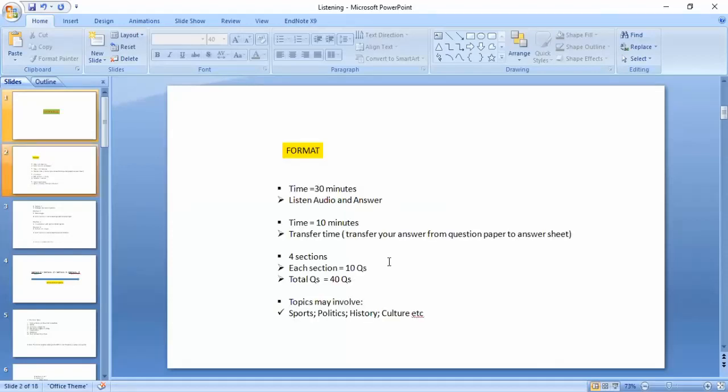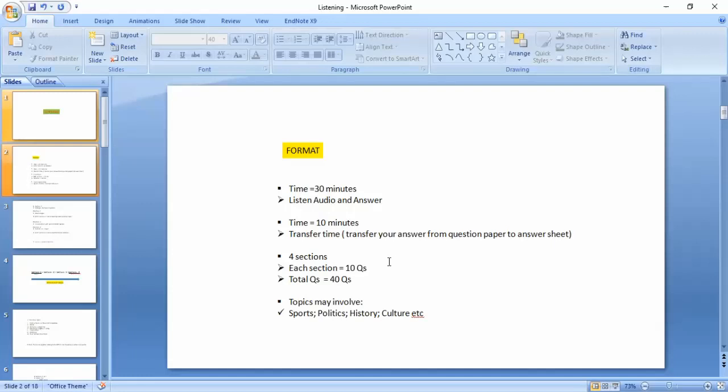In the listening section, you will have 30 minutes, and you have to listen to the audio and answer the questions. In case you are taking the computer-based test, you will not have the extra transfer time of 10 minutes. But for candidates taking the paper-based test, at first you need to listen to the audio and write down the answers on the question sheet.